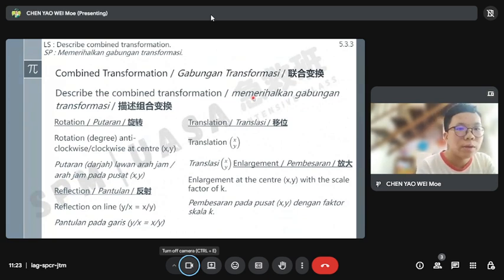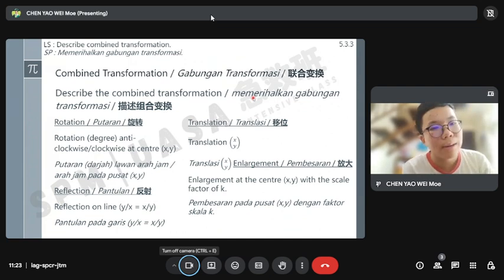First, we need to know how to describe the four transformations. For rotation, state the degree, either anti-clockwise or clockwise, at the center xy. In the exam this is 3 marks: 1 mark for the degree, 1 mark for anti-clockwise or clockwise, and 1 mark for the center. So together you have 3 marks.